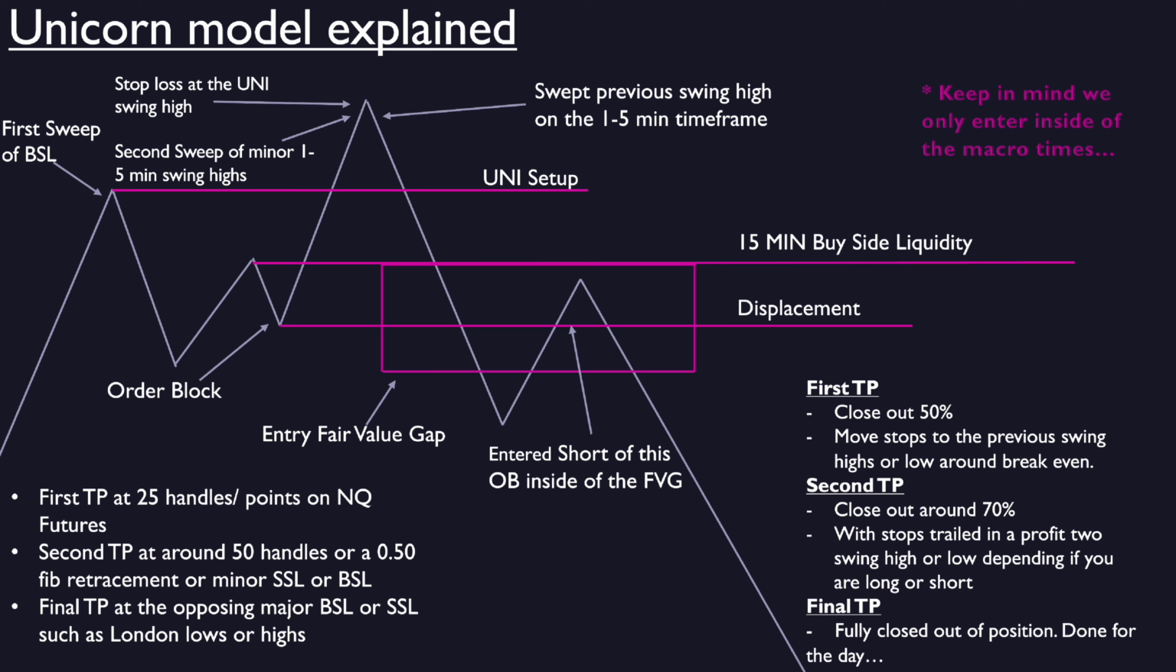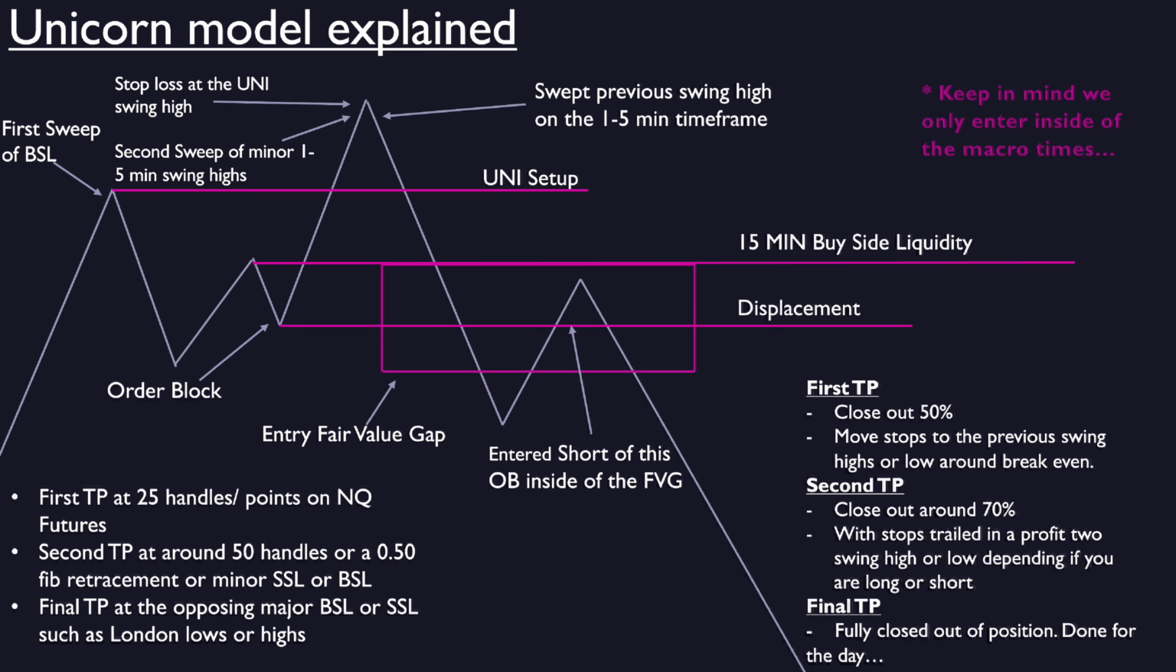more of a major buy side liquidity, you would actually trail your stops two short-term highs behind, or most likely leave it just at break even at this point in time, and you close out a further 20%. So at around second TP, you're around 70% closed out of your position with your stops trailed in profit around two short-term highs behind, and at final TP, opposing liquidity such as London lows, you'd be fully closed out.